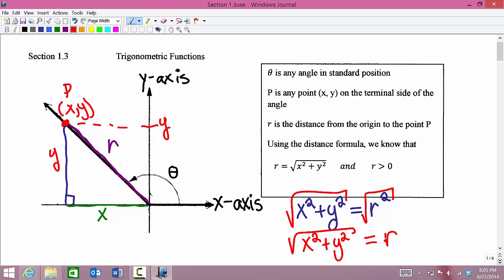R will always be positive because it's the distance from the origin to that point that we picked on the terminal side, and we are not allowed to pick the vertex of our angle or the point of origin as the point on the terminal side of our angle. So r will always be greater than 0.